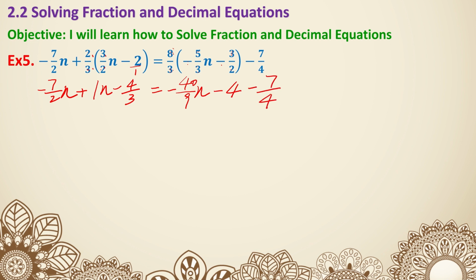Like I was saying, if you feel like you're going to forget that you need to multiply everything by the common denominator, put anything that does not look like a fraction into a fraction form. So I'm just going to put an over 1 for the 1n and the 4. Let me actually change the color to indicate what I did. So I'm putting them over 1 to indicate they're actually fractions as well. Now I'm going to clear the fractions. For the denominators, I have a 2, a 3, a 9, and a 4.